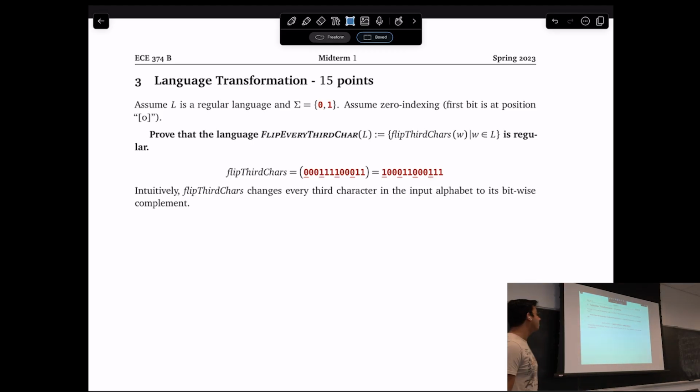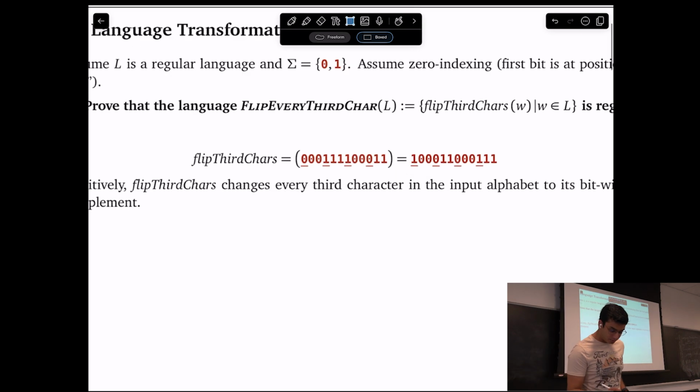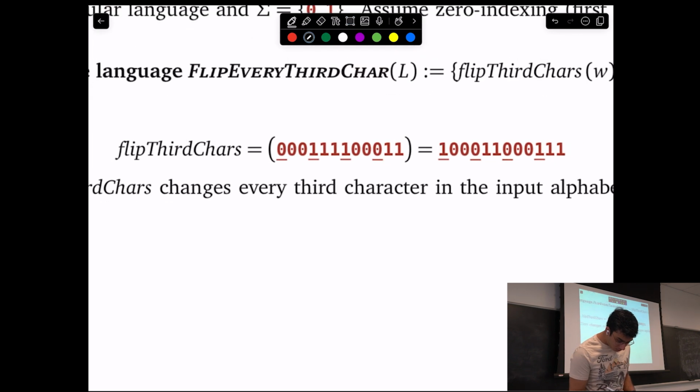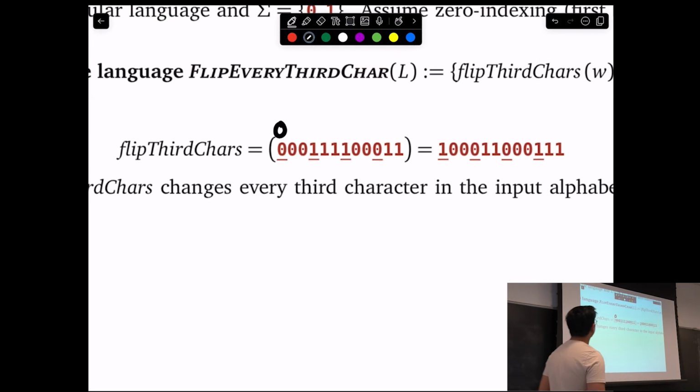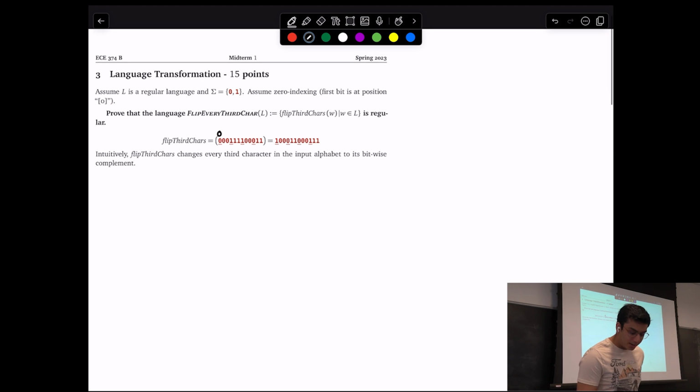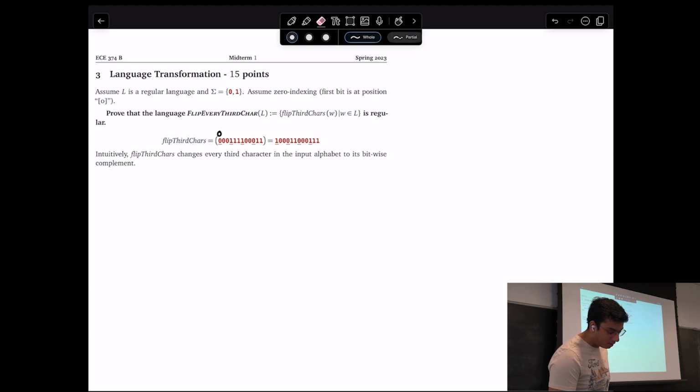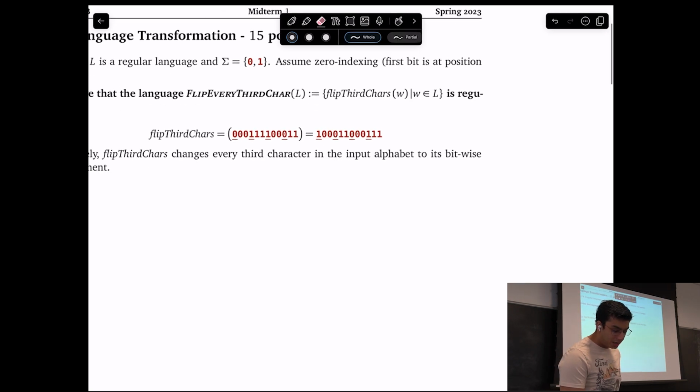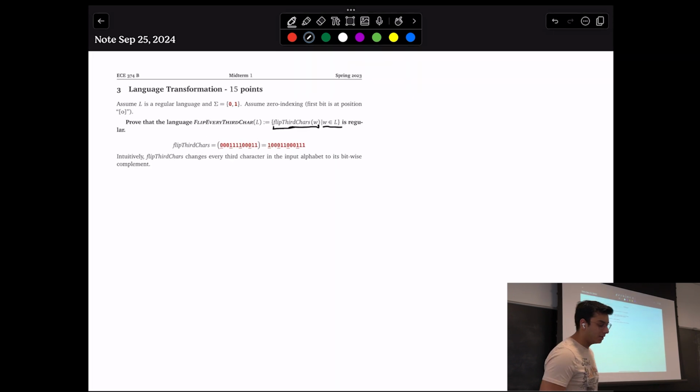I took this from an old exam. Assume L is regular. Sigma is {0, 1}. Assume 0 indexing, so the first bit is at position 0. So this is index 0. Prove that the language flip every third character of L, where you apply the operation flip third chars to every string in the language, is also regular.